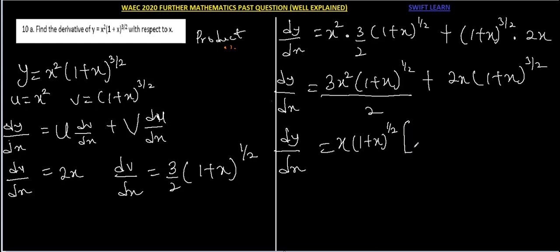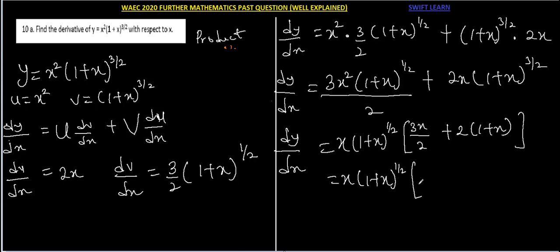So here you have brackets. This will be 3x divided by 2, am I right? Plus this will be 2 brackets (1 + x). I showed you the division the other time there. You can take the video backward to get what I'm talking about in case you miss any place. So this is 3x divided by 2 plus 2x. Alright, so we have x bracket (1 + x)^(1/2).